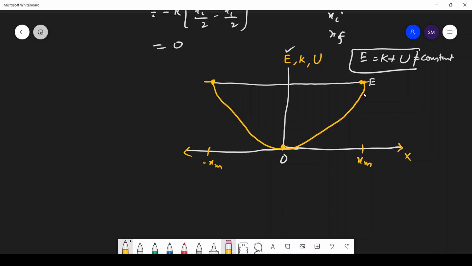Now what is the curve of kinetic energy? So this is the curve of exactly, parabola. Both are parabolas, but in opposite directions. So this is the curve of kinetic energy. So kinetic energy was 0 over here because it came to rest at the extreme, and then when it was moving towards the mean position or the equilibrium, kinetic energy started increasing.